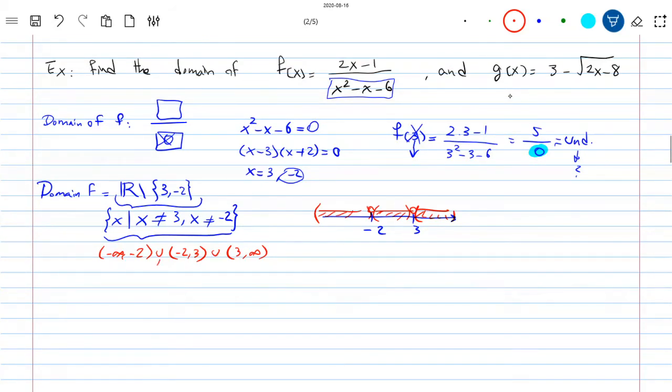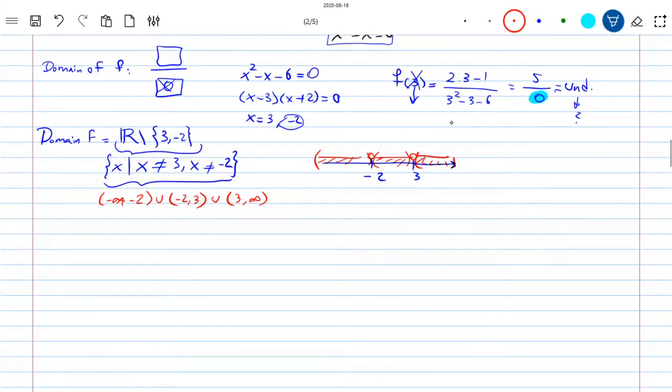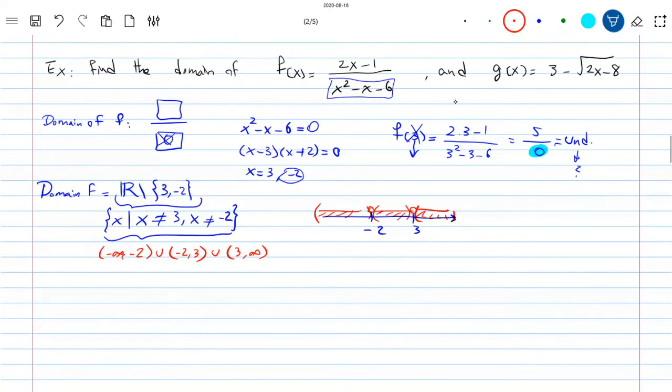Sometimes instead of union, they use a comma in the homework. Just be careful, figure out which one they want. All 3 are acceptable for me on the exam, but for the homework and quizzes, make sure that you use the correct notation. How about the g function?